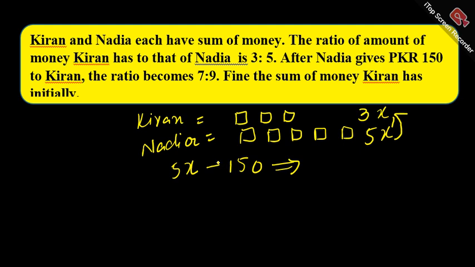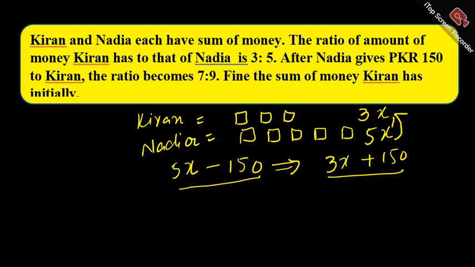So she is left with 5x minus 150. Clear? Similarly, now Kiran got 150, so now Kiran's value is 3x plus 150. Clear? So after this exchange of money, the new ratio becomes 7/9. So now Nadia's amount is 5x minus 150 and Kiran's amount is 3x plus 150, and the new ratio is 7/9.